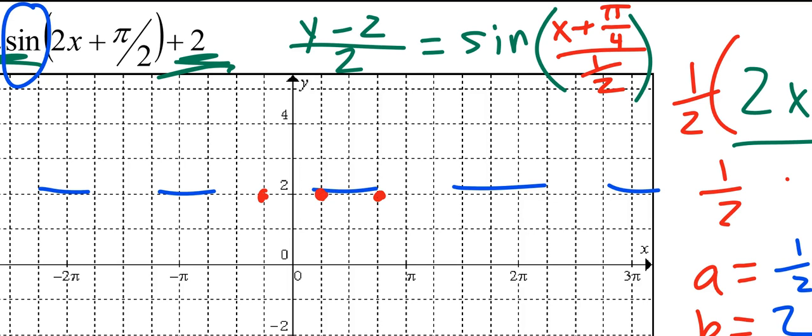Between the first two red dots, what do I do? I go up, how far? 2 units, right? Because that's the amplitude. Between the second and third red dots on that center line, what do I do? I go down, and I can make my picture.